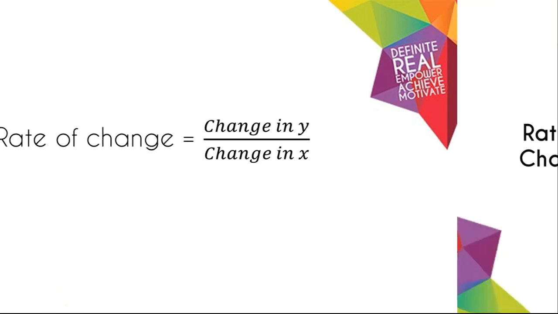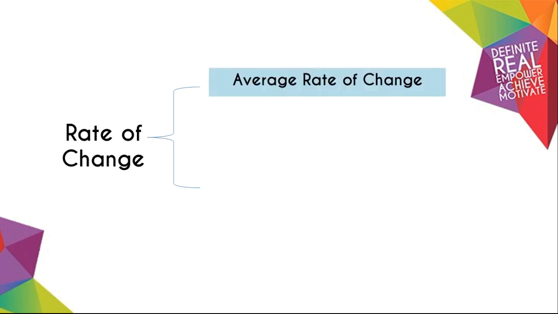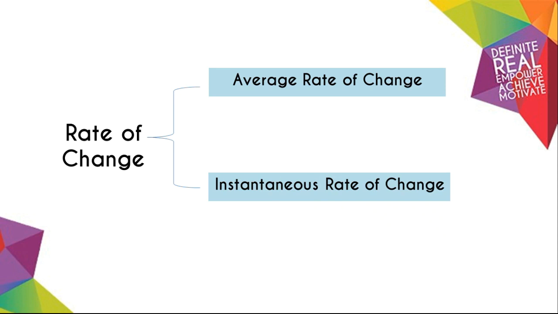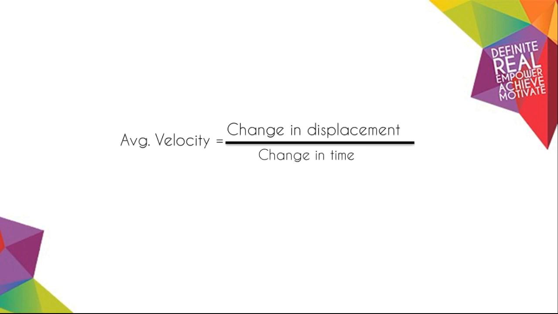There are two rates of change that we need to learn today. The first one is the average rate of change, and the second one is the instantaneous rate of change. Let's start with the average rate of change. I will show you an example of rate of change, which is the average velocity. We know that the average velocity equals the change in displacement over the change in time. I will show two cases involving the average velocity.